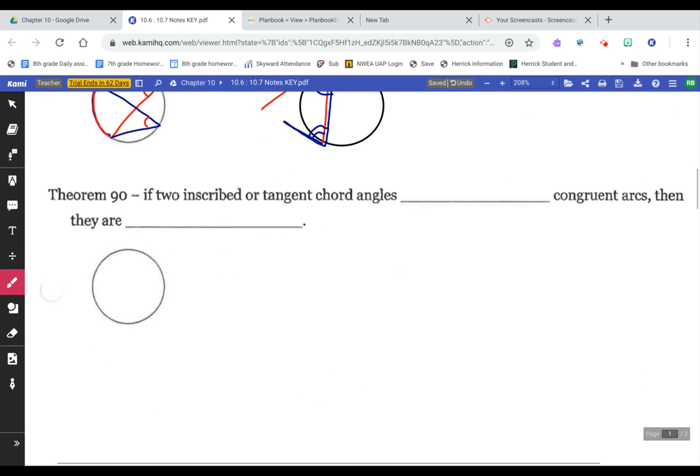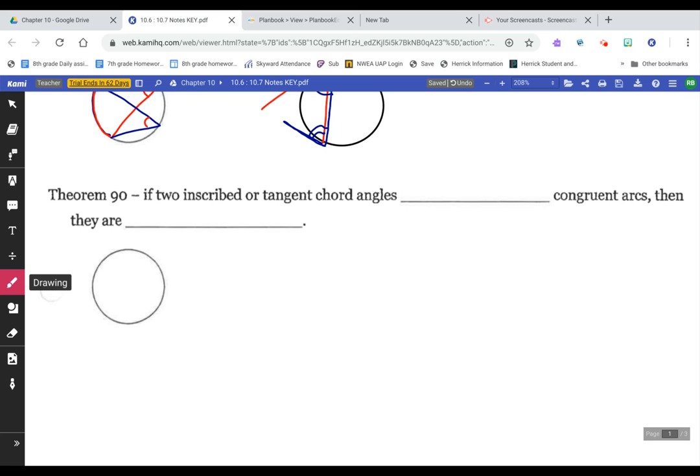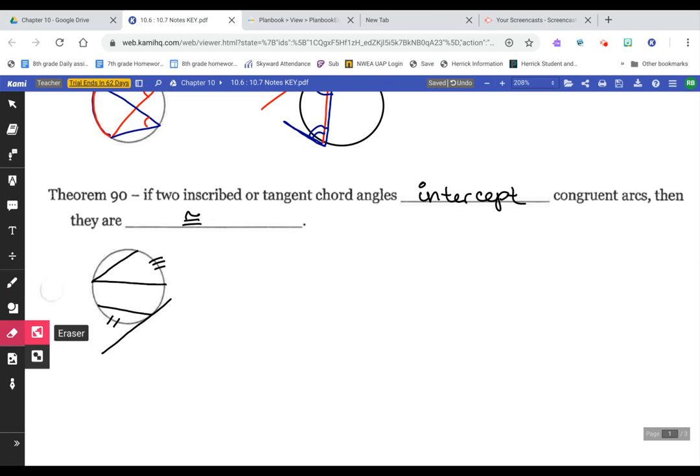Okay. Theorem 90 states that if two inscribed or tangent chord angles intercept congruent arcs, then they are congruent. If we have this inscribed angle and the intercepting arc is that, and then let's do a tangent. So we'll do a line outside that's tangent, and a chord. Try to get it to look like that. If this arc and that arc are congruent, what we can conclude is that this angle is congruent to this angle.